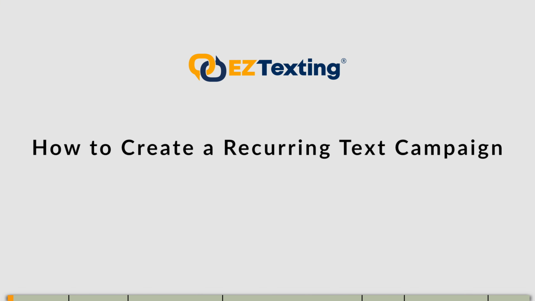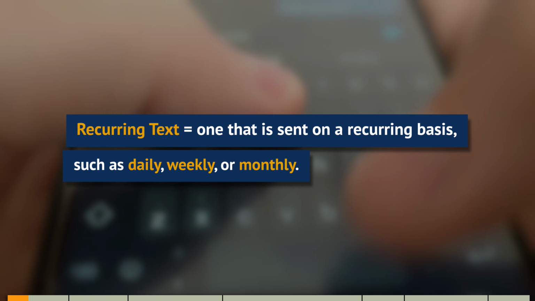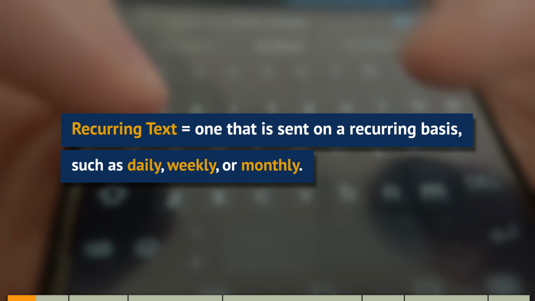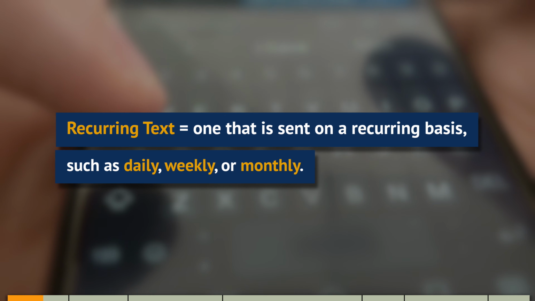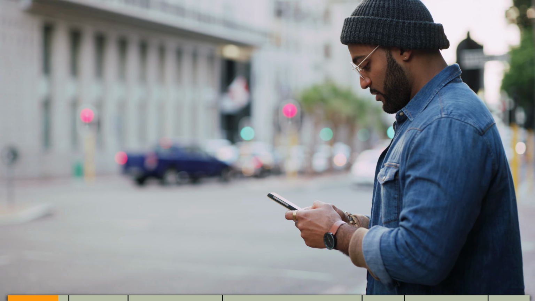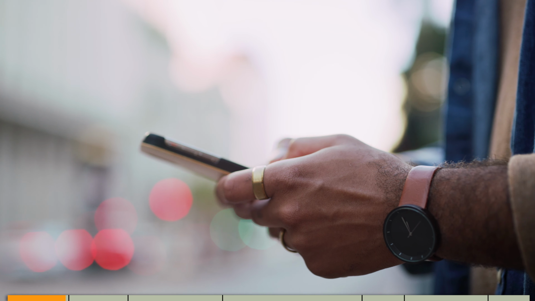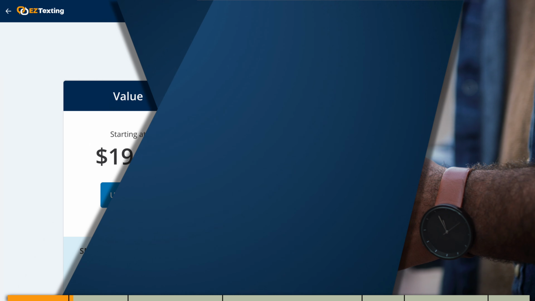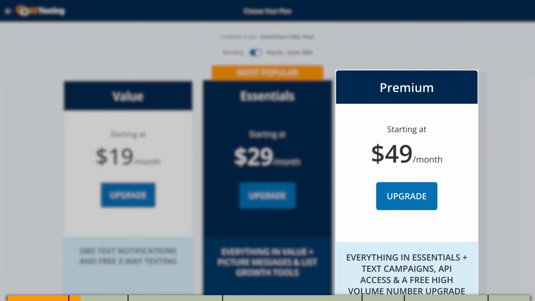How to create a recurring text campaign with EasyTexting. A recurring text is one that is sent on a recurring basis, such as daily, weekly, or monthly. These are commonly used to remind contacts to take a regular action, such as submitting a time card. The ability to send a recurring text message is available in the premium edition of our subscription plans.